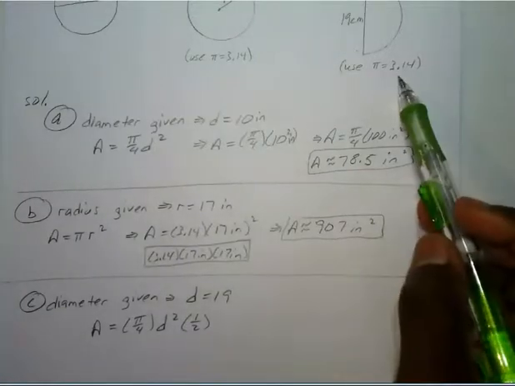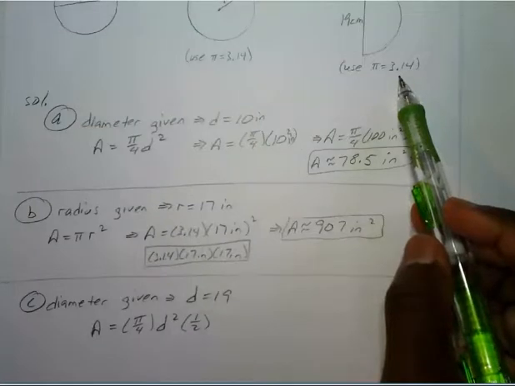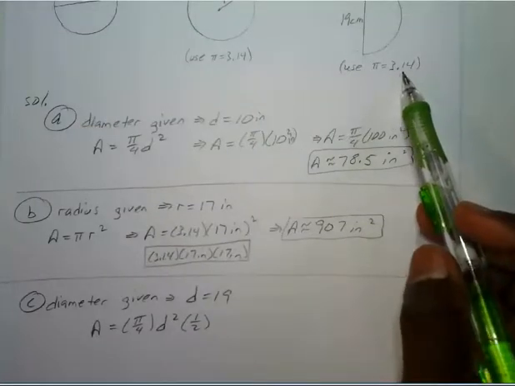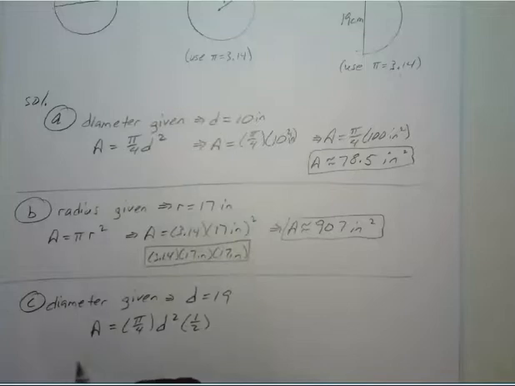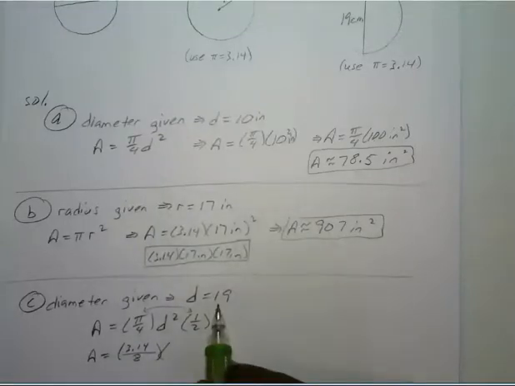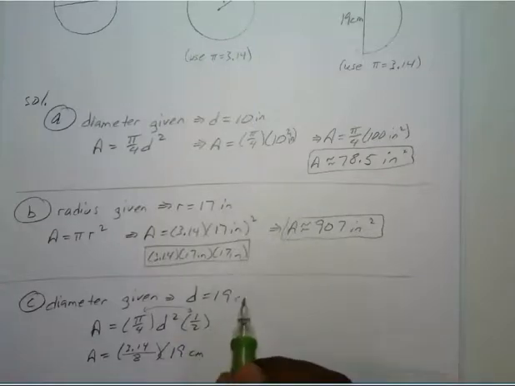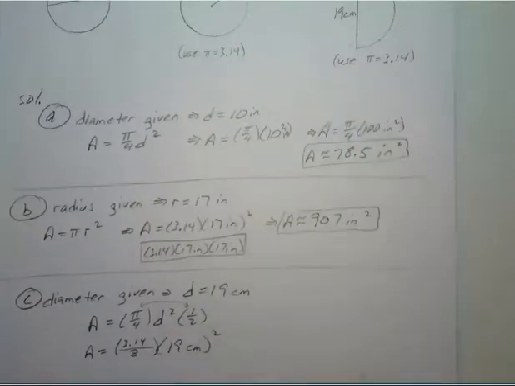Okay, now remember they want us to use 3.14 for pi. Remember, pi goes on forever, 3.14159, and it keeps on going and going. So we know that the area is going to equal 3.14. So if we combine these two, pi times 1 is pi, which is 3.14, and 4 times 2 is 8. So we get 3.14 divided by 8 times your diameter squared. So you have 19 centimeters squared.